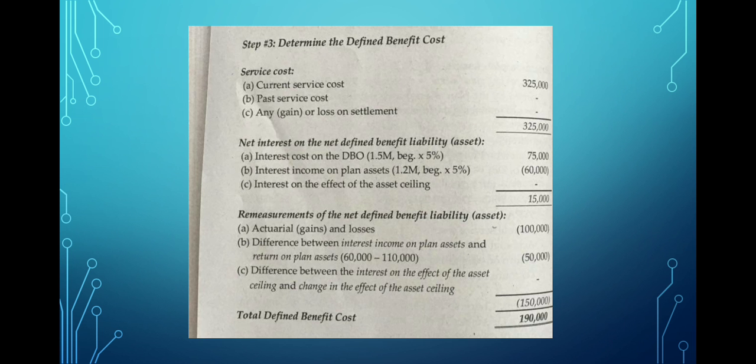While step 3, we have to determine the defined benefit cost. So in here, we have the service cost, the current service cost being 325,000, the past service cost and any gain or loss on settlement being blank, which is equal to only 325,000.